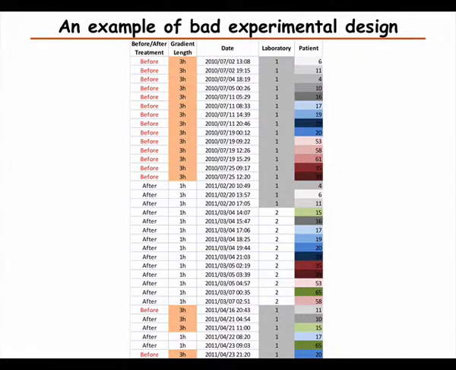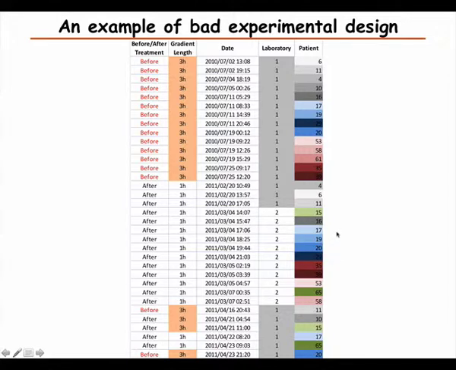So this is an example of a bad experimental design. If you see here, this is a case where we took either a sample before or after treatment, and we used different gradient lengths for the LC, and this is sorted in time order. And there were two different laboratories that this was analyzed in, and these are the patient samples.